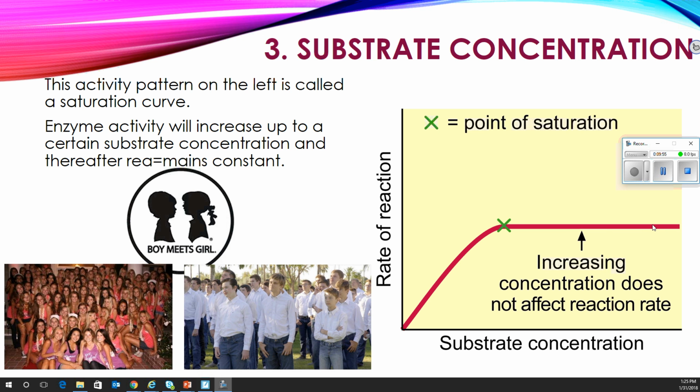I can only make 10 couples. That's as much as I can make. So that's sort of what happens with the point of saturation. If I have one boy and all these girls, it just doesn't work. So enzyme activity will increase to a certain substrate concentration, and thereafter it remains constant. It's a boy-meets-girl kind of thing.